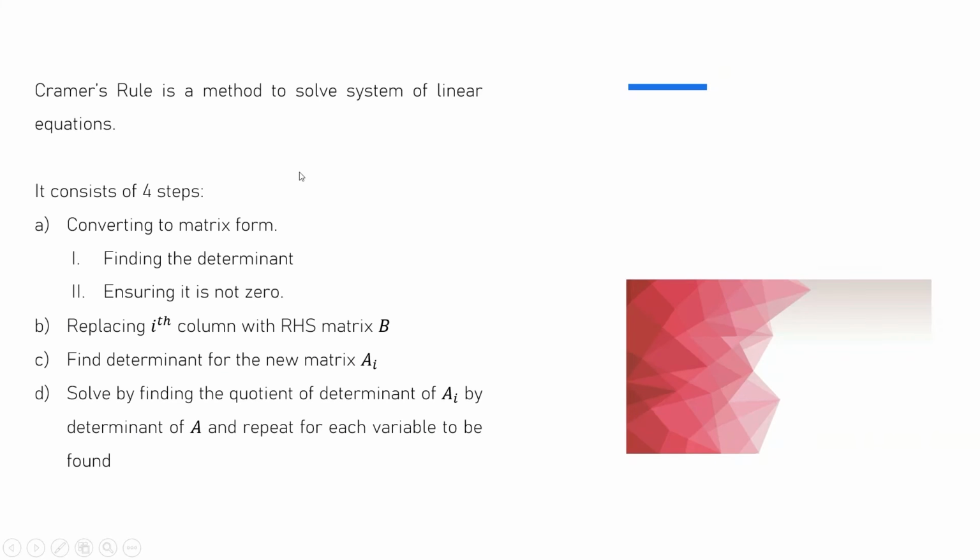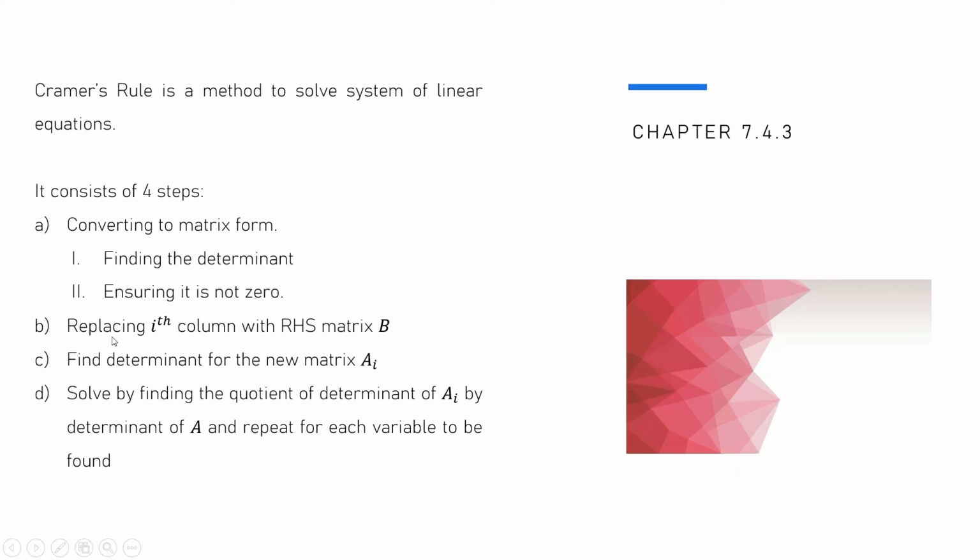Okay, so next up we will be talking about Cramer's rule. Cramer's rule is a method to solve systems of linear equations. Solving a system of linear equations with Cramer's rule normally consists of 4 steps, which is converting the system of linear equations to matrix form, finding the determinant and ensuring it is not 0.